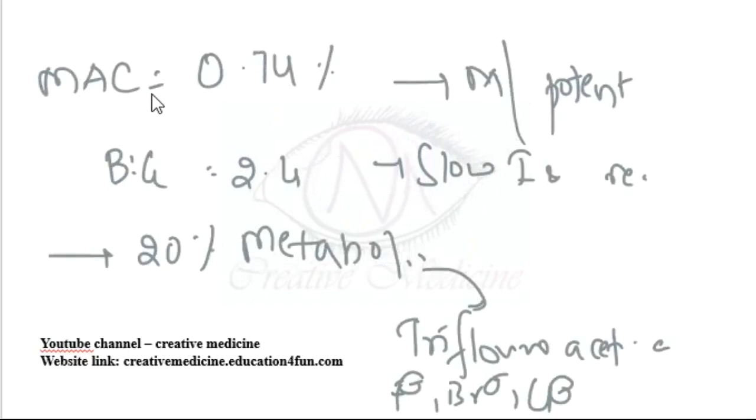Anesthetic properties. Minimum alveolar concentration is 0.74%, so it is the most potent anesthetic, and the blood gas solubility coefficient is 2.4, so it has slowest induction and slowest recovery. Metabolism is around 20% and the major metabolite is trifluoroacetic acid. It can also form bromides, chlorides and fluorides.